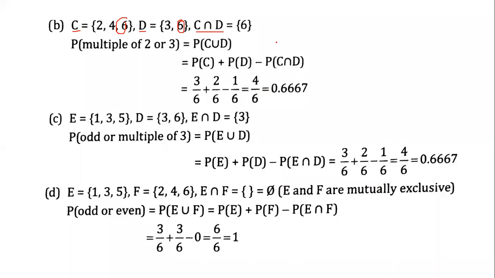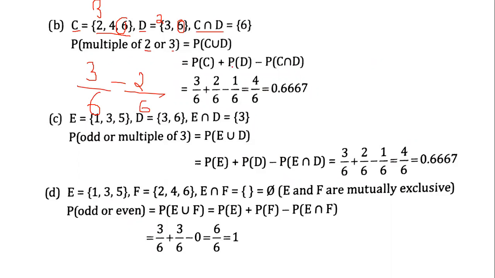Now use the same formula again, but instead of A and B, use C and D. The probability of getting a multiple of 2 or 3. Since they have given "or", we are doing so much exercise. So multiple of 2 or 3 is nothing but P of C union D, which is equal to P of C. C is the event of getting a multiple of 2, D is the event of getting a multiple of 3. How many outcomes are there in C? There are 3 outcomes, and there are 2 outcomes in D. So out of a total of 6 outcomes, C has 3 favorable outcomes and D has 2 favorable outcomes.